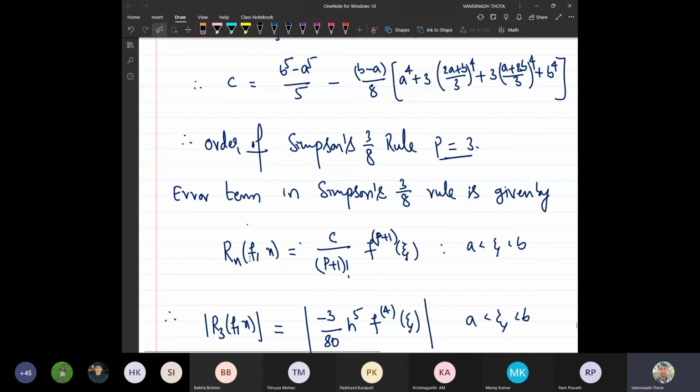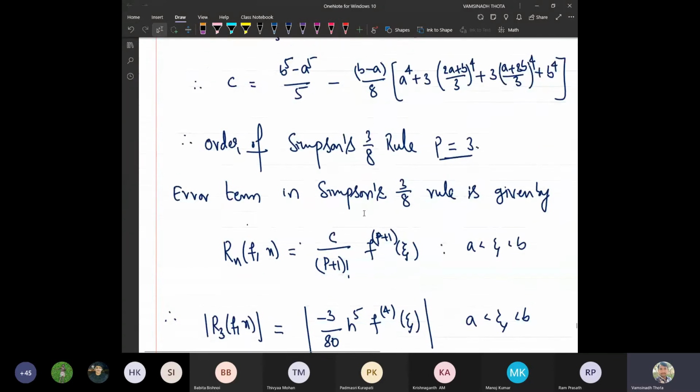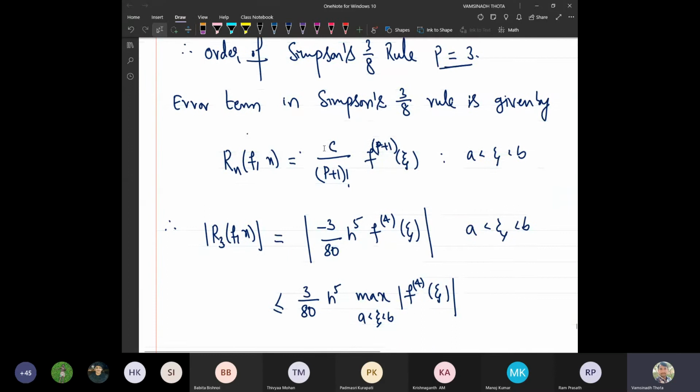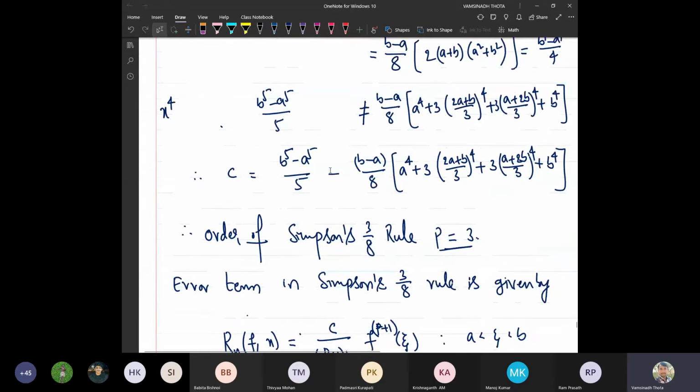Now, what is the error term? Who will give the error term? The error term is given by Rn of f comma x equal to c upon p plus 1 factorial times the p plus 1th derivative of f at xi. Okay, fine. Now, what about this c? c is nothing but the difference between the exact value and the approximate value for the function x to the power 4.